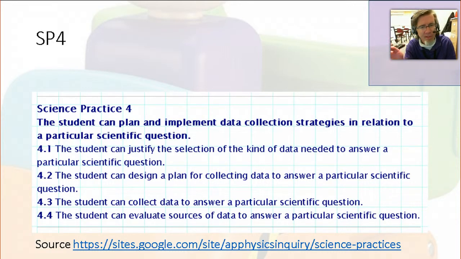Science practice 4: once you've got that question that you want to solve, how are you going to get data? And then how are you going to answer that question? So what kind of data are you going to gather? I'm kind of telling you this a little bit.